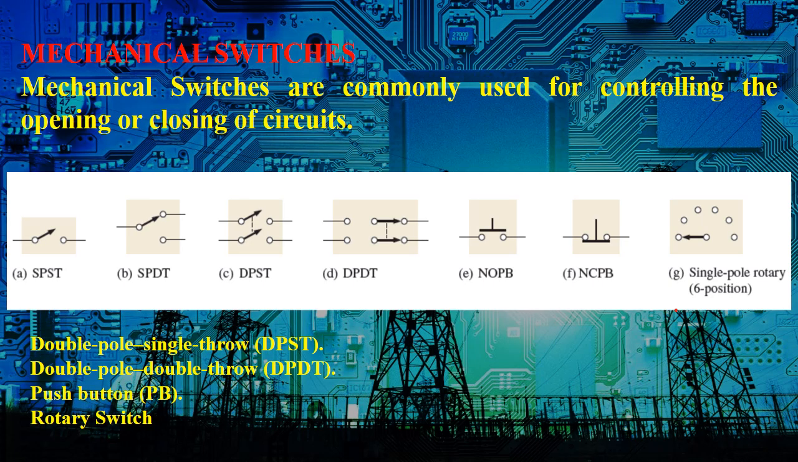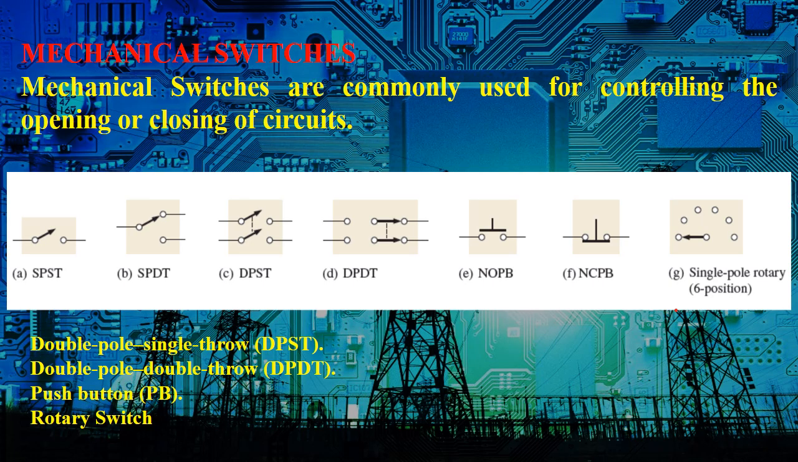We have different types of switch here: double pole, single throw, DPST, double pole, double throw switch, push button, and rotary. A rotary switch, something similar to your fan knob. Push button, anything that you push on and off. So these are push button, and the symbols are here. You can just draw these symbols down and be familiar with them.